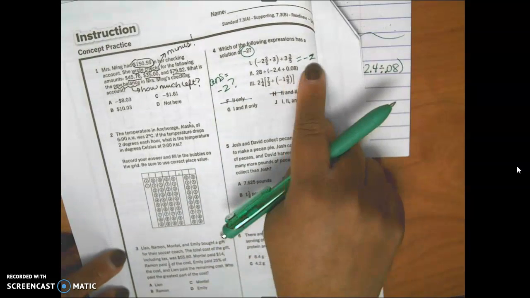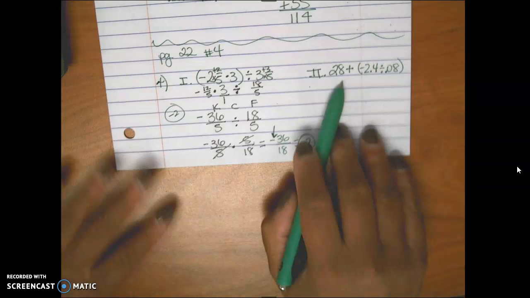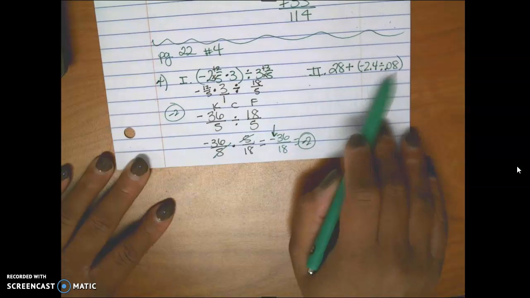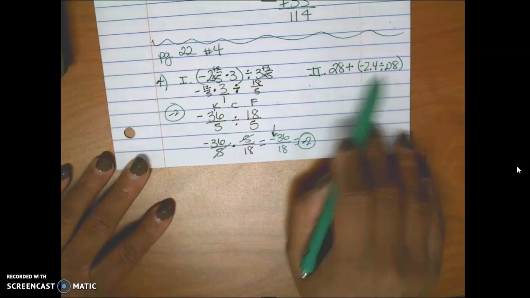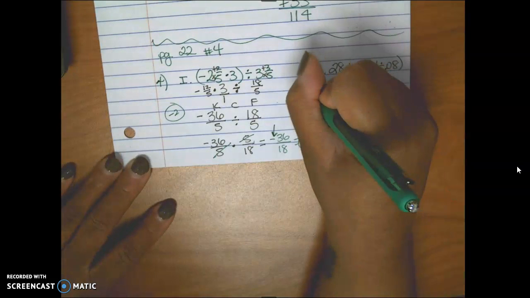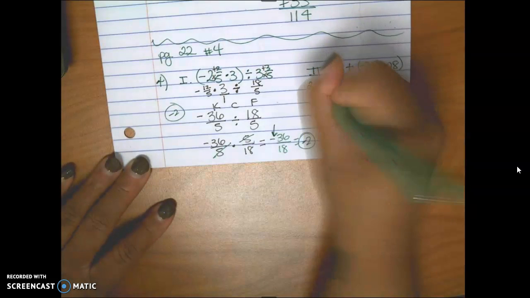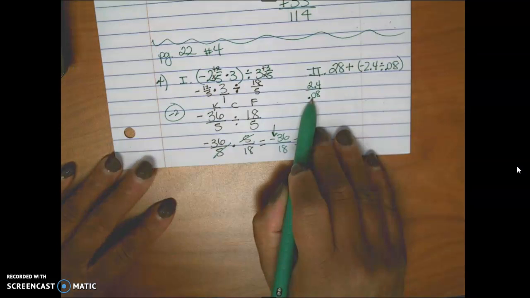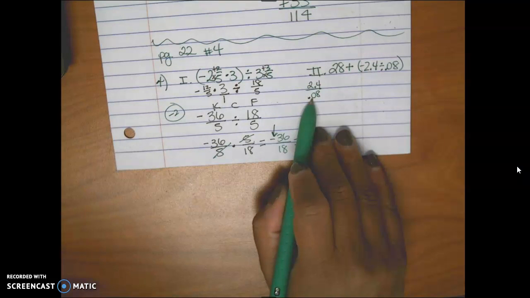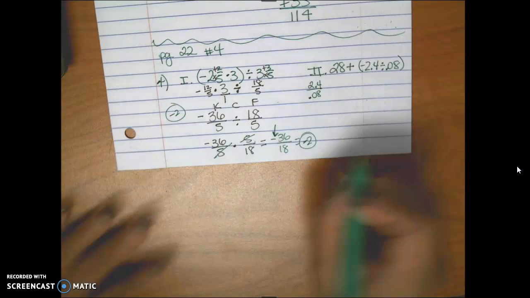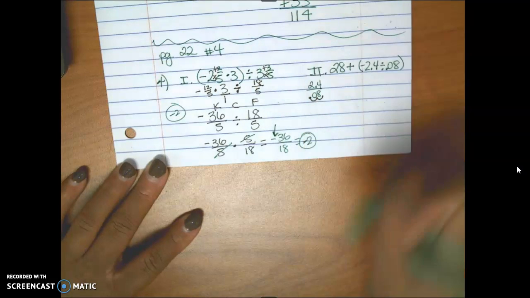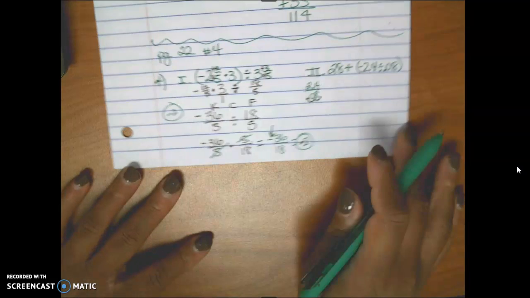I need the -2. All right, over here, 28 plus -2.4 divided by 0.08. I got this first. So 2.4 divided by 0.08. Can I have a decimal down here? No. Okay, you'll have to catch up later.